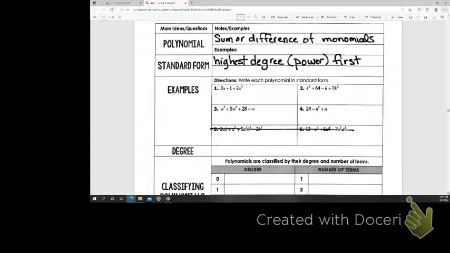So, for instance, if I want these in standard form, then I would go 2x to the second plus 3x plus 1. So, highest power, think about it in the real world. Whoever's got the most power gets to go first. So whoever's got the highest exponent gets to go first. Be sure that you take their sign with them. So the negative there is stuck to that k.